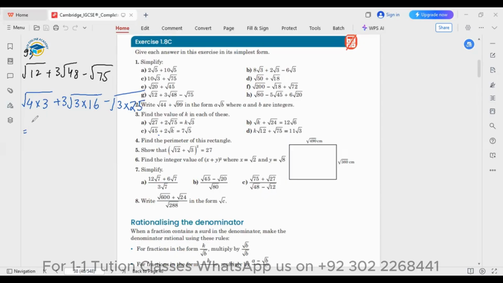Now all of these squares, we can just make them outside, like 2 square root 3. Here this will be 3 and 4. Basically 16 is the square of 4, so you can make the 4 outside and inside just square root 3. And this is basically the square of 5.